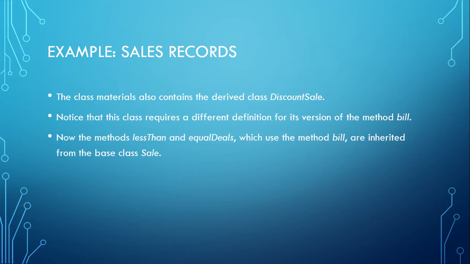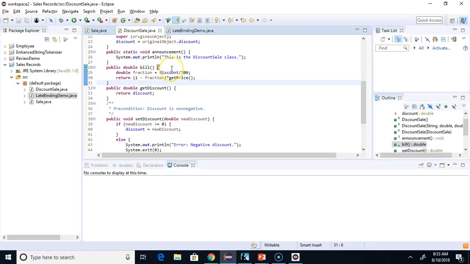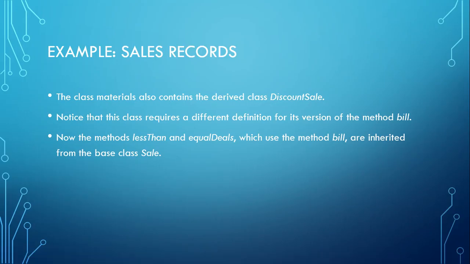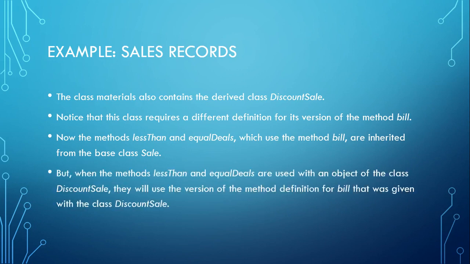Now the methods less than and equals deals, which use the method bill, are inherited from the class sale. The base class has them. If we look at the derived class, nowhere in here do we have less than, and nowhere in here do we have equal deals, because those methods don't need to be redefined. We just inherited them from sale.